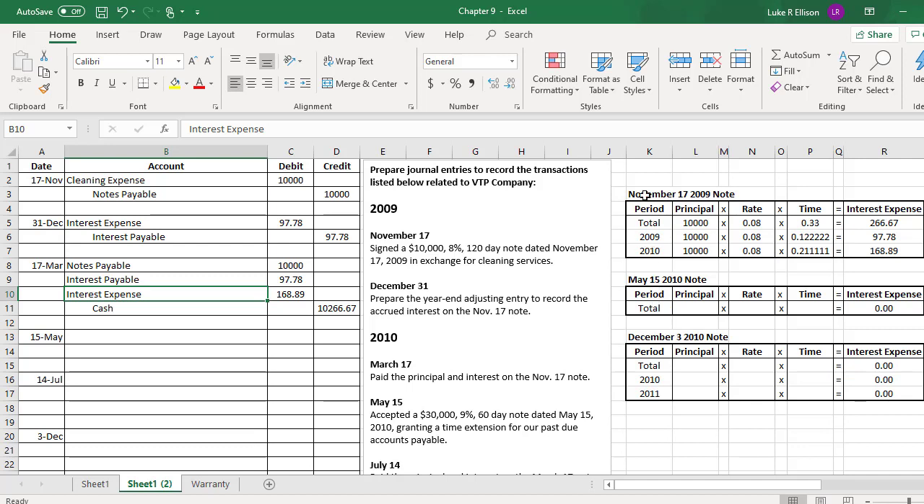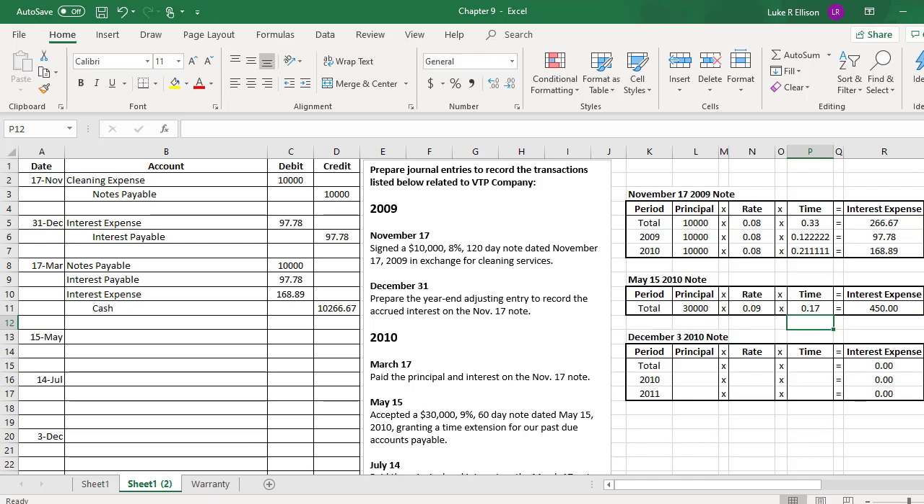And the reason why we don't need to have multiple years here is because this note was created on May 15, and it's only going to last 60 days. So that means that this note is only going to be outstanding in 1 year, just 2010. So the principal on this note is $30,000. The rate is 9%, so that's 0.09. And the time, they tell us it's 60 days, so that's going to be 60 divided by 360. And if you multiply those three numbers together, you get interest expense of $450.